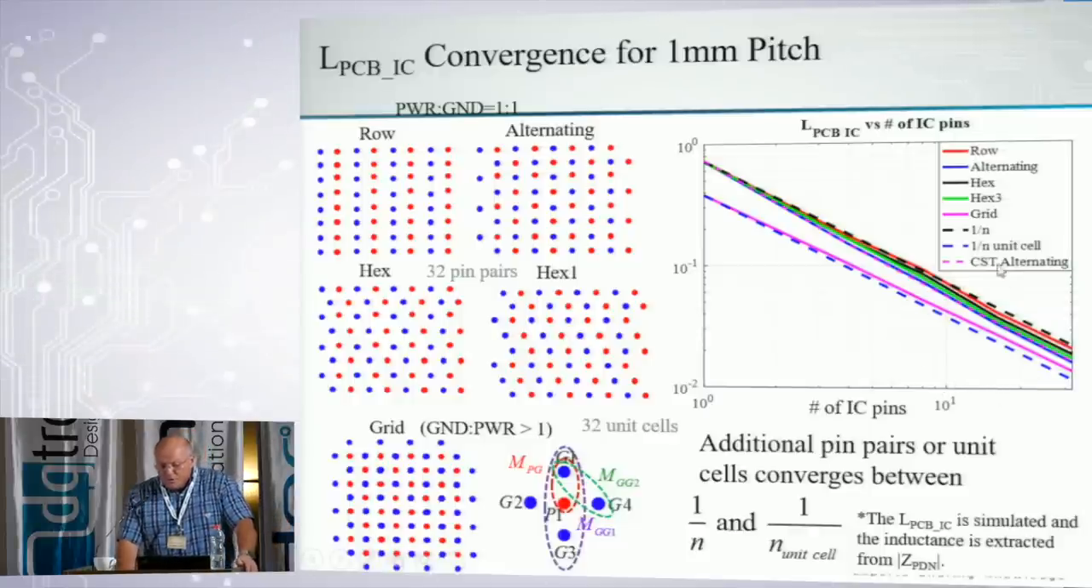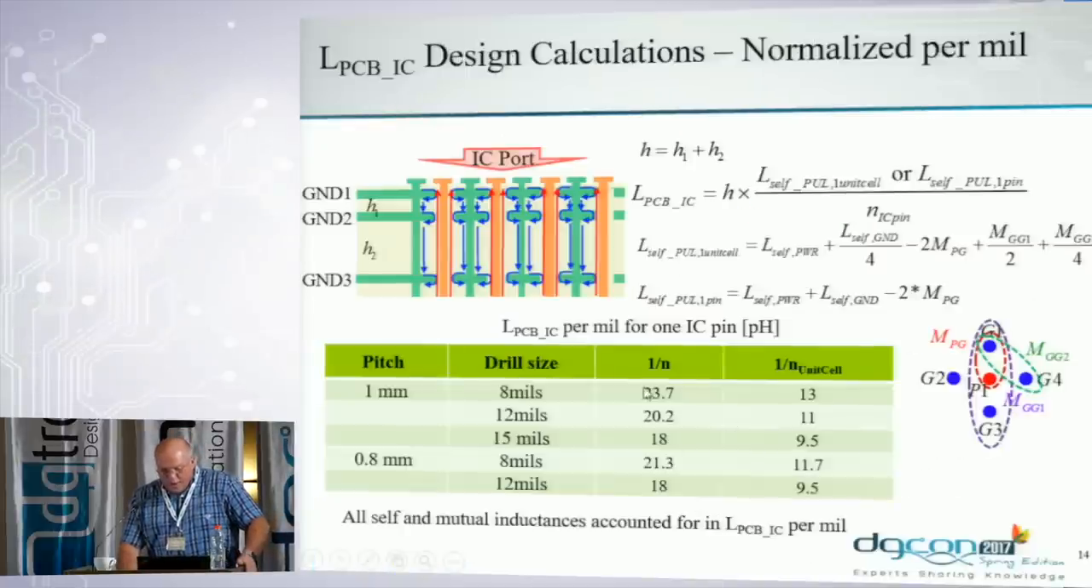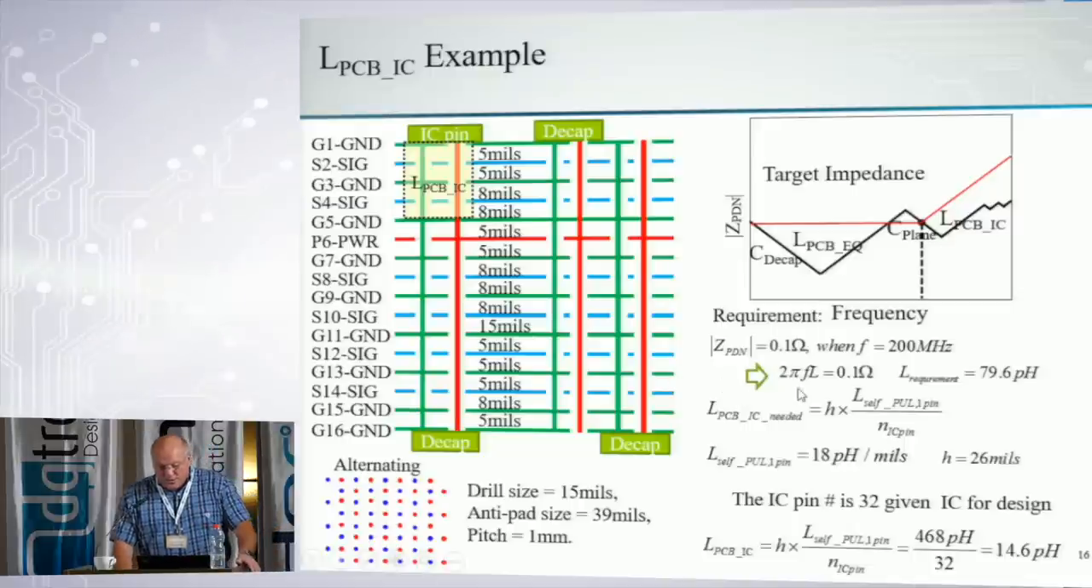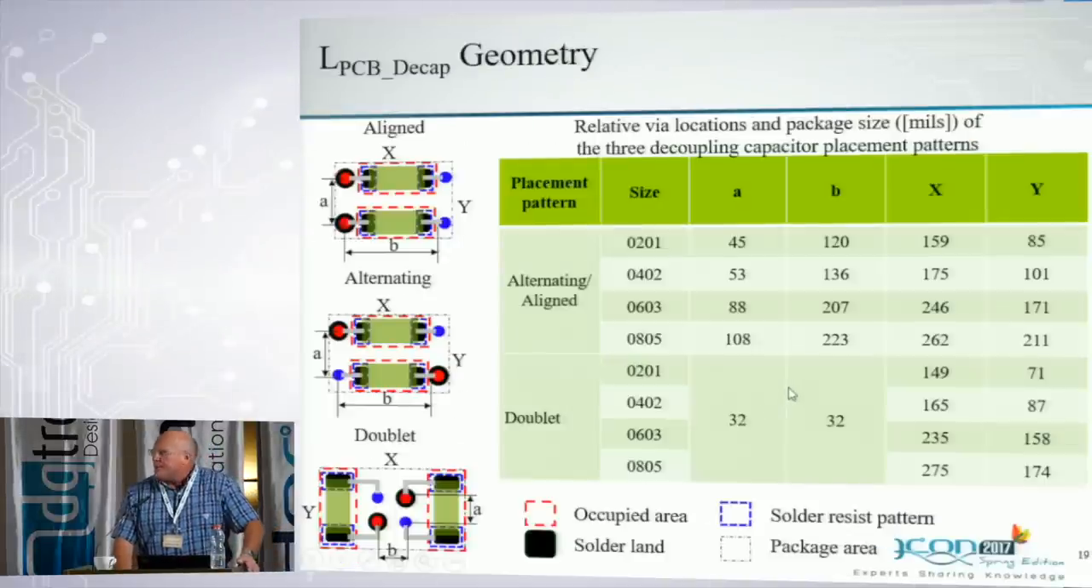Okay, so when I say 1 over n, and I calculate that first one, it includes that mutual inductance. As you said, we can't neglect that. And it's going to be the same for the decoupling capacitors as well.